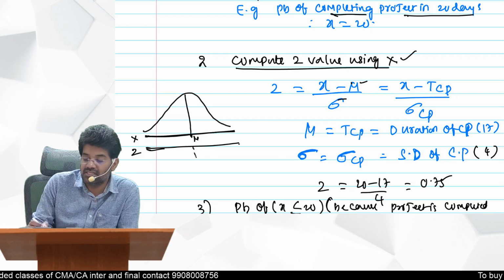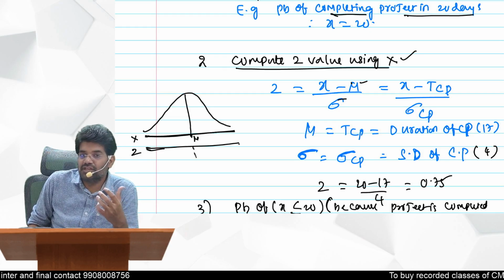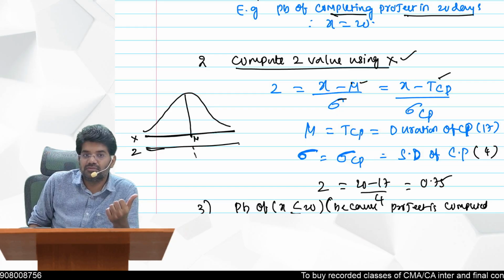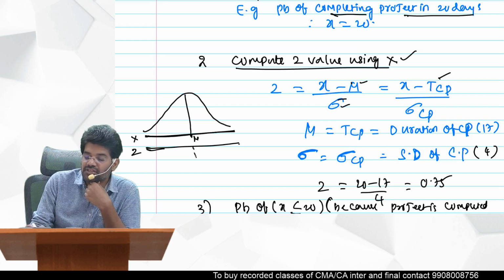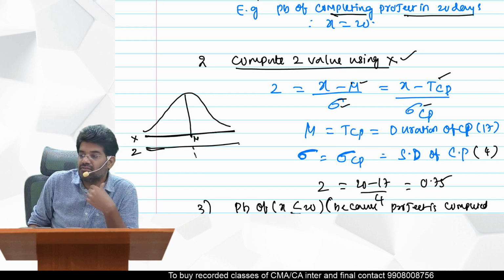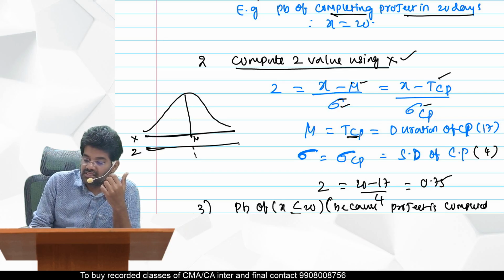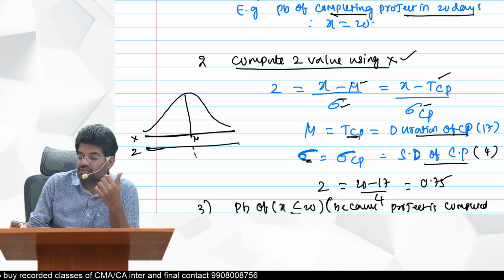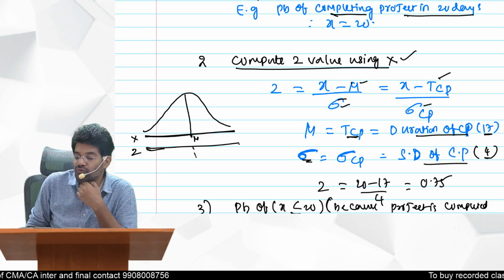Here mu represents the average duration, that is whatever the critical path duration is, which we calculated based on the estimated duration. This is the standard deviation of the critical path. So mu represents the duration of the critical path, and this one represents the standard deviation of the critical path, which is 17 and 4. Assume just 17 and 4.